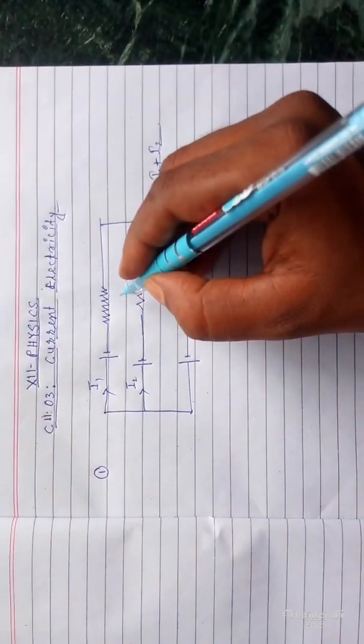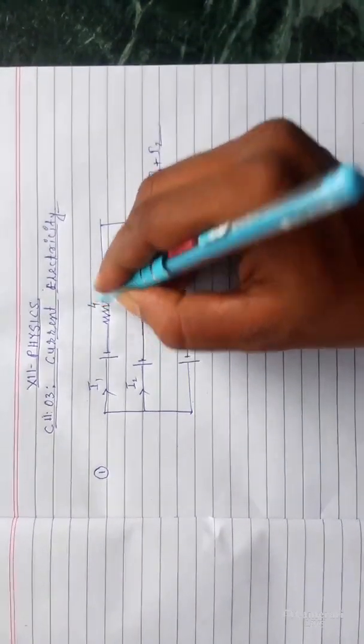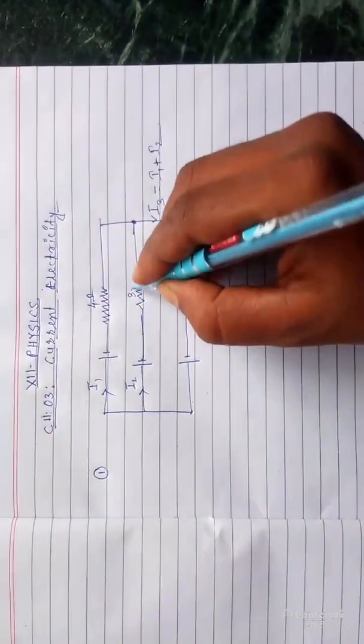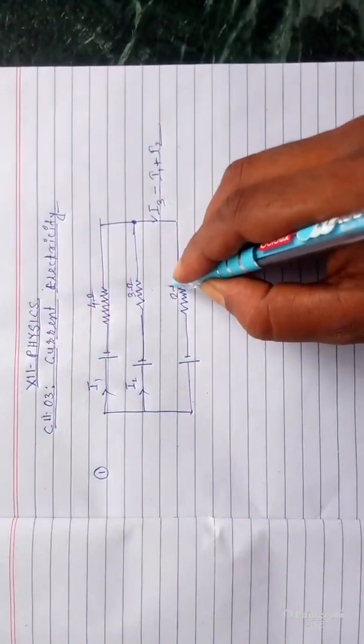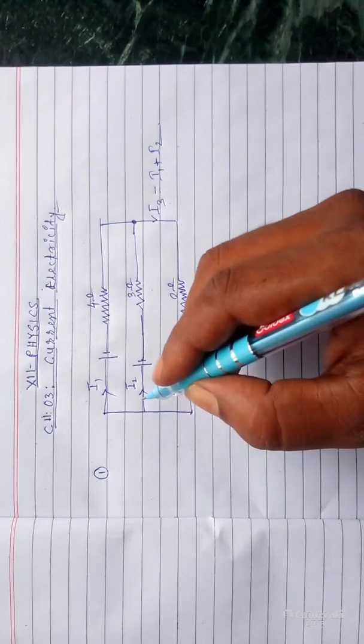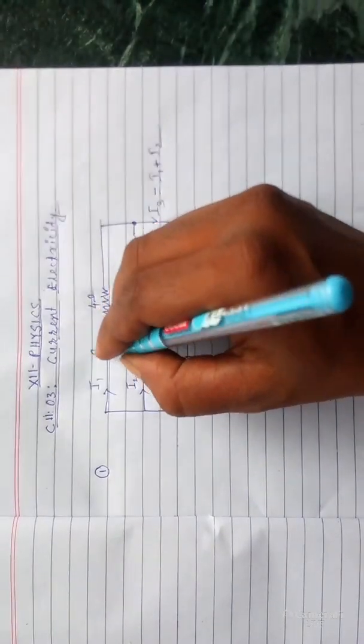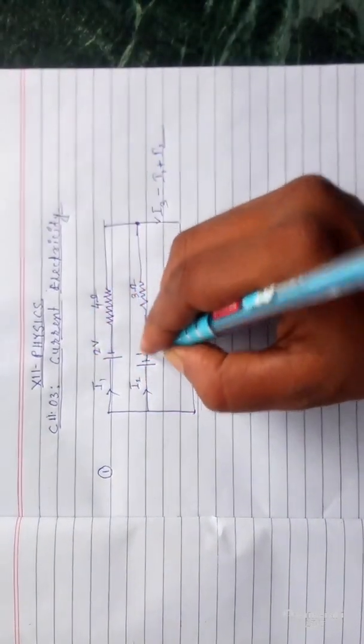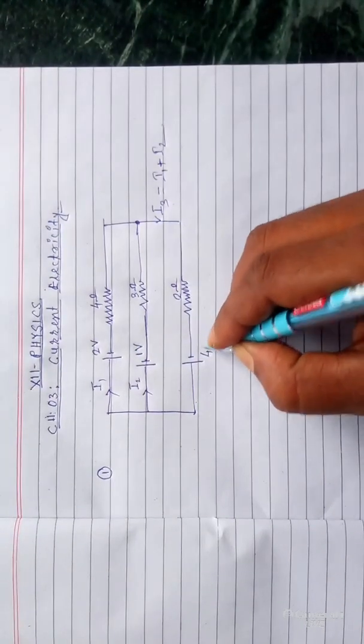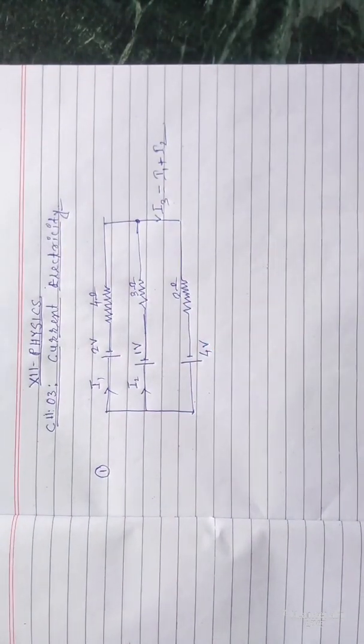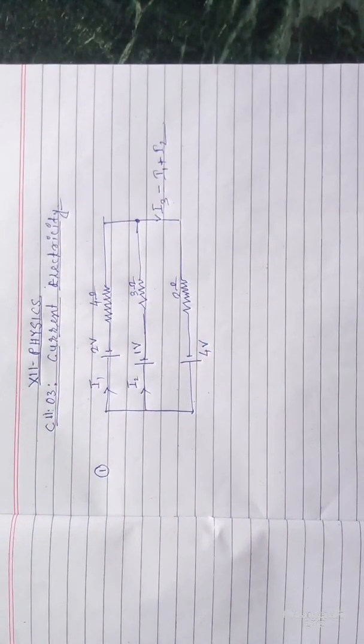Values of resistance given: 4, 3 and 2. This is the 4 ohm, this is the 3 ohm and this is the 2 ohm. And EMFs 2, 1 and 4. This is a 2 volt, this is a 1 volt and this is a 4 volt. Now when you calculate the current through the branches, that is I1, I2, I3, how will you calculate?